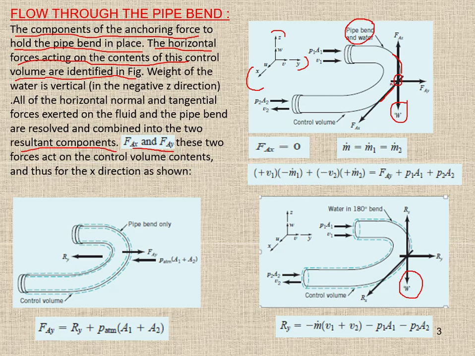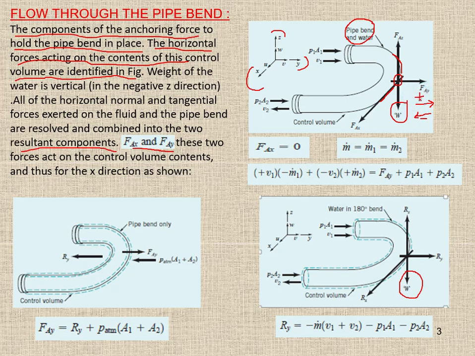So we can see the net force acting in the y direction is equal to the rate of change of momentum. So what is the net force acting in the y direction? This is our positive. Basically this is the vector sum, so we have to take care of the sign because of its direction. This is the negative direction of y, and this is positive.